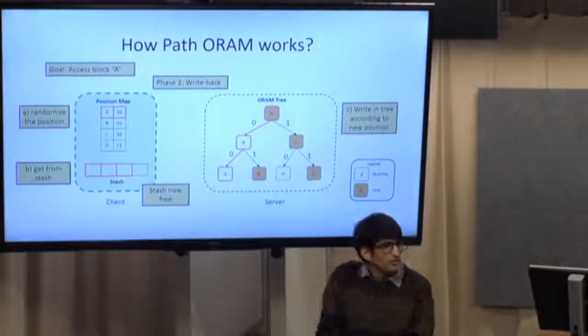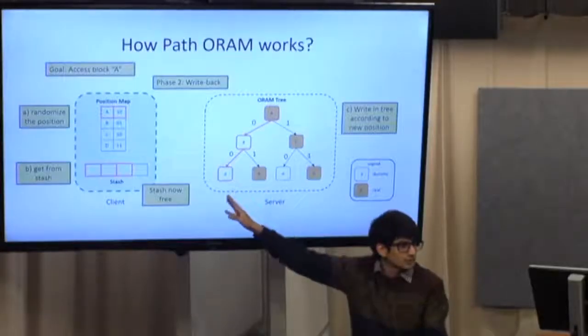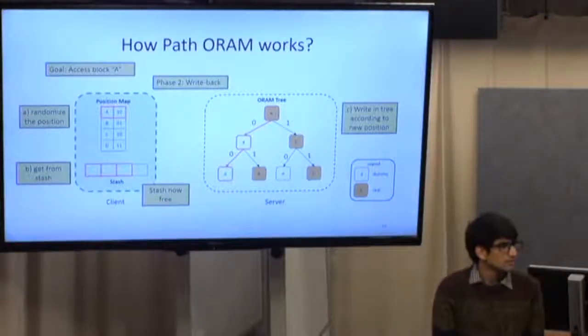I believe there's another phase of the write back, right? Because you have to put block A into the new randomized position, but you're not just going to give that information to the attacker. You can start from here, start writing back whatever you can here. This is a more complex problem than you may think.